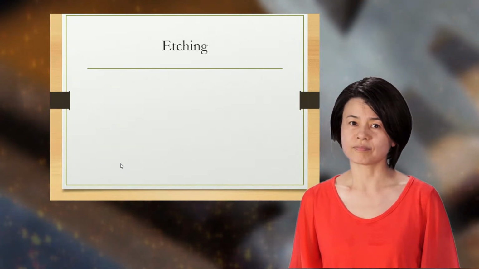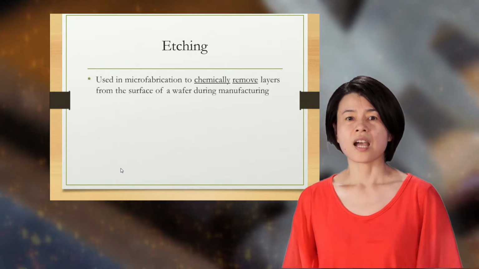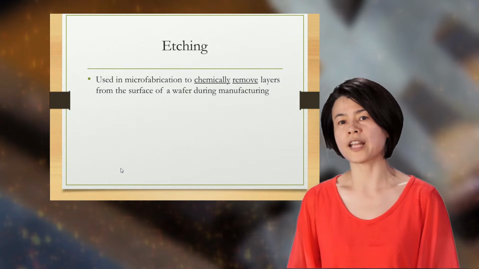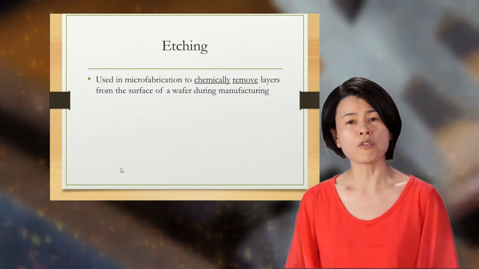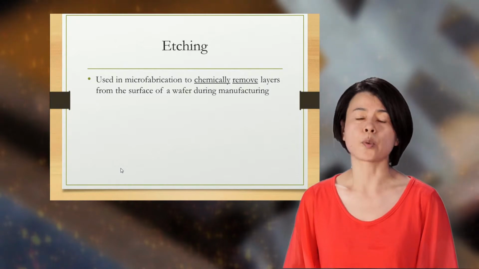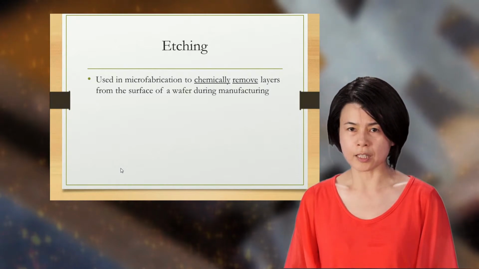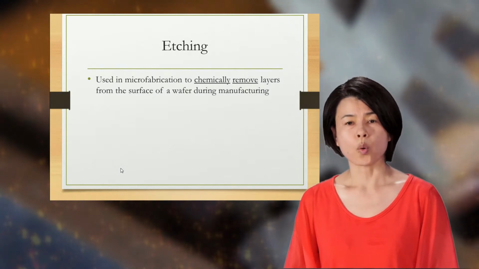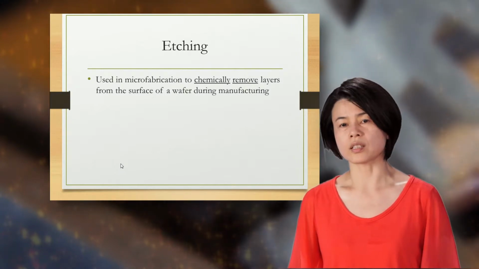What is etching? Etching is used in microfabrication to chemically remove layers from the surface of a wafer during manufacturing. Let's put it in another way. Firstly, it depends on chemical reaction. In addition, we remove the part that's not wanted.